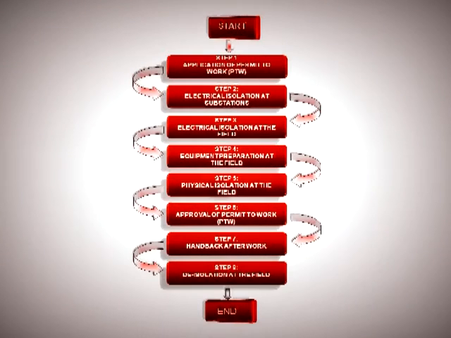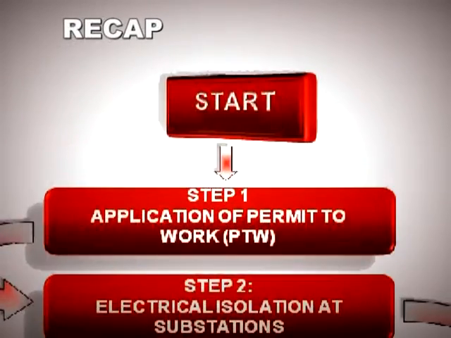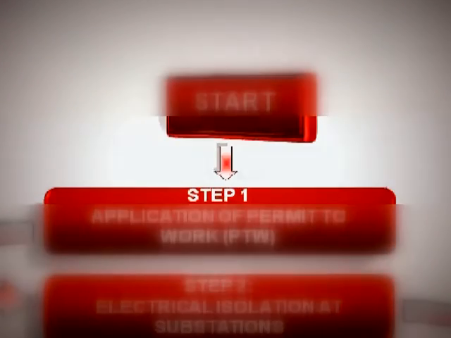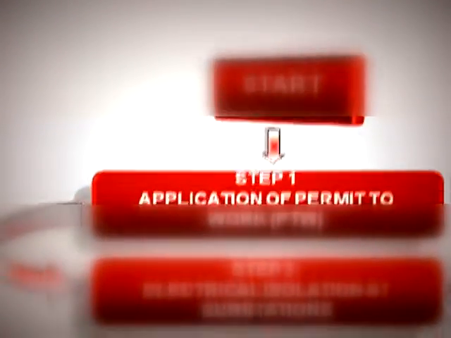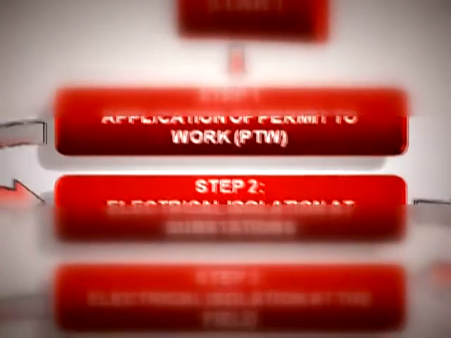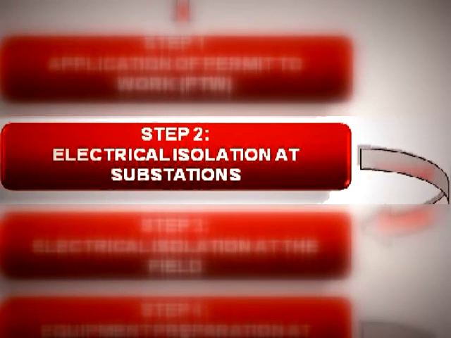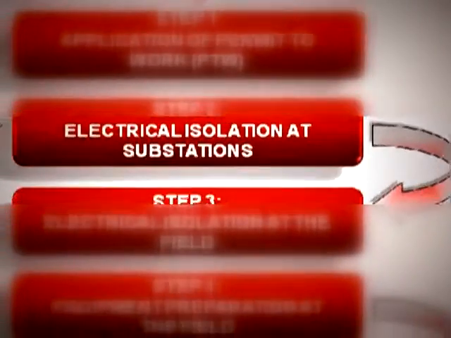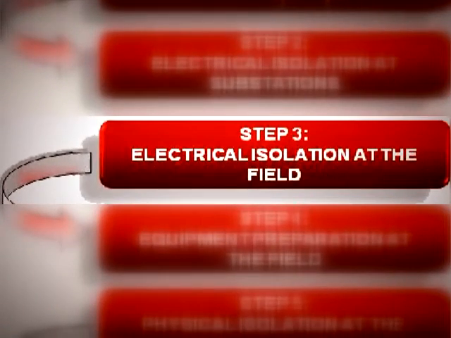We have now completed all the 8 steps in energy isolation. To recap, the following are the steps of energy isolation. Step 1. Application of permit to work, or known as the PTW. Step 2. Electrical isolation at substations. Step 3. Electrical isolation at the field.